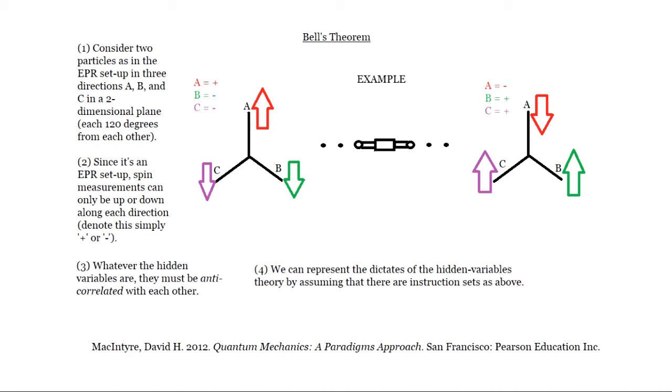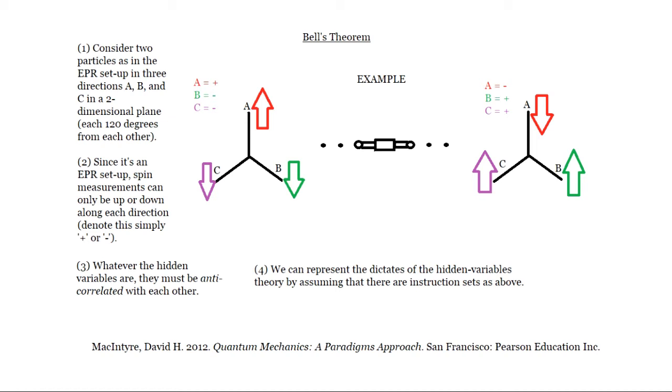The second step is, since it's an EPR setup, spin measurements can only be up or down along each direction. So we're just going to denote this simply with a plus or a minus. So whatever the hidden variables are, they must be anti-correlated with each other. Why must they be anti-correlated? Well, the reason's because, again, we have to make sure that the results of quantum mechanics are consistent with the empirical data that we observe in laboratory settings. That is, we allow the advocate of a local hidden variables theory to choose whatever hidden variables they like, so long as they cohere with experimental results.